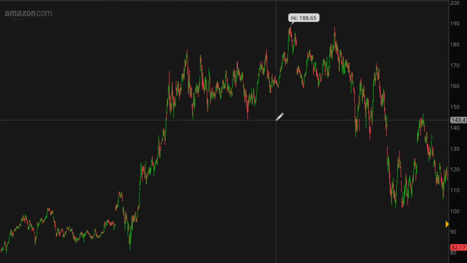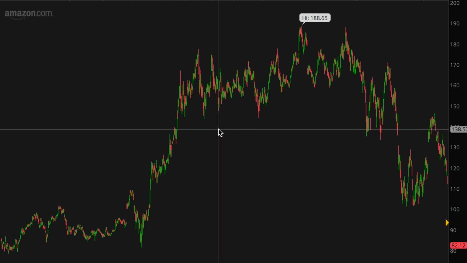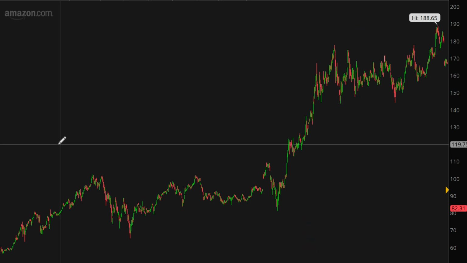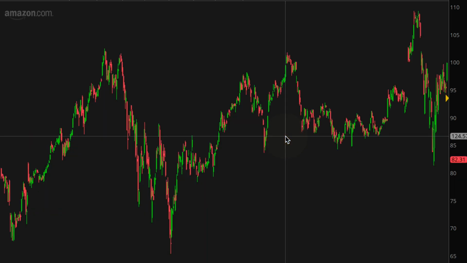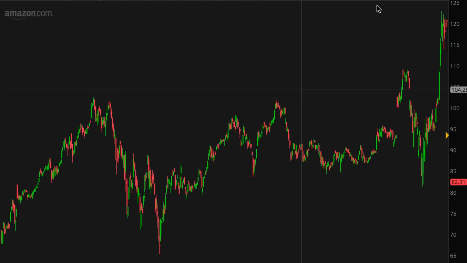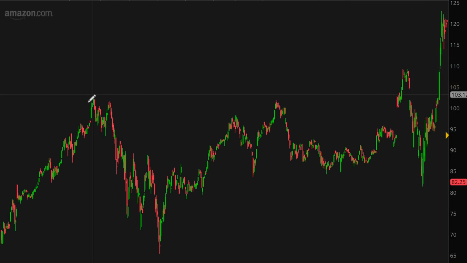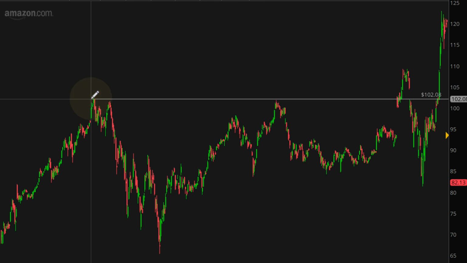So over here we have Amazon. And Amazon has some support and resistance. Let's see if we can spot them. So let's just zoom in right over here. So we see over here, the stock rejected. Over here, the stock rejected. Over here, the stock rejected. So what is that considered? It is considered resistance. So we can draw a line right there.